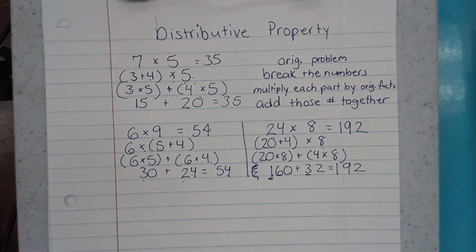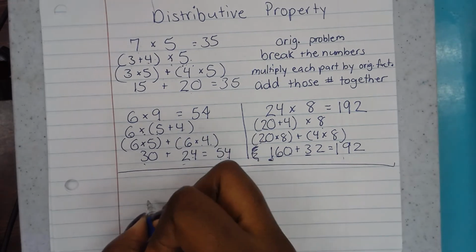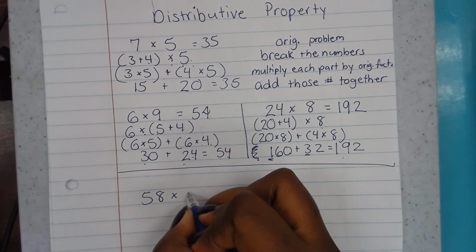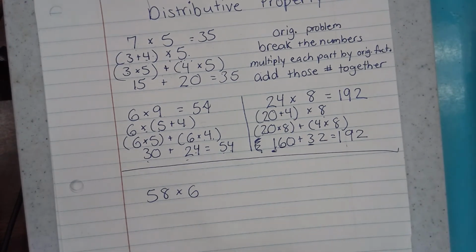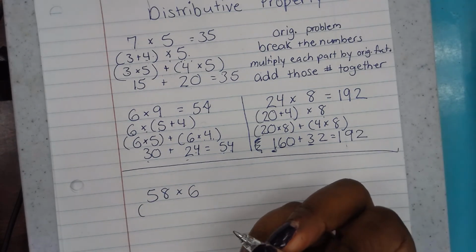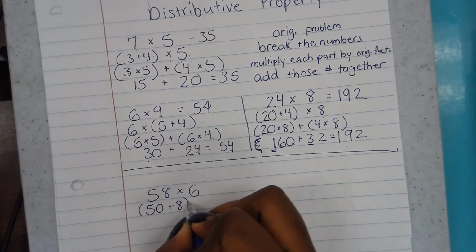Good. Let's try one more together, and then I'll see if you can do the challenge. So let's try to multiply 58 times 6. I seem to be stuck on 6s today. So we're obviously going to break apart the number 58. So we might want to break it into 50 plus 8.